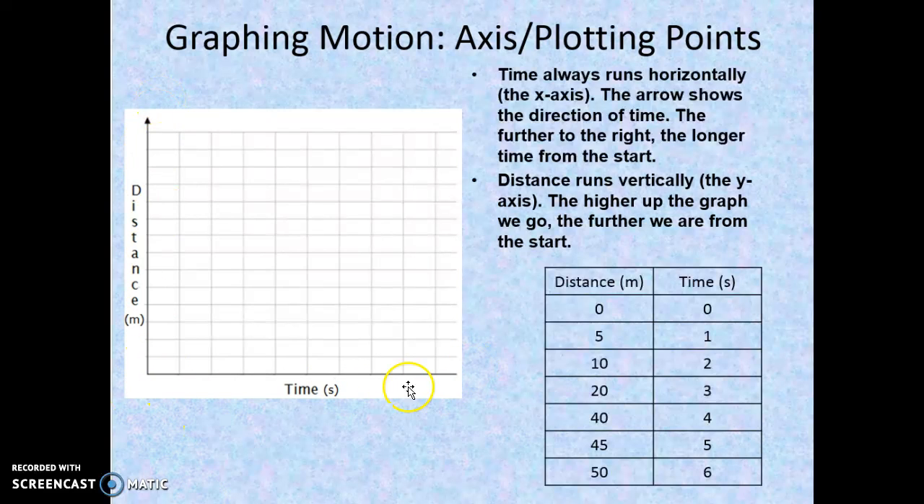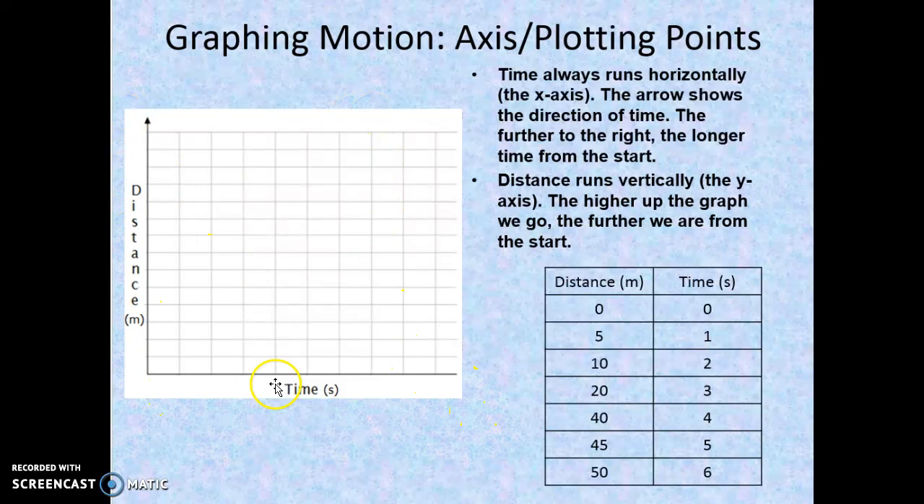Same thing for the time. Time is usually easy because time is increasing by the same amount every time. So that one's pretty easy. 1, 2, 3, 4, 5, 6. You can do that. Try to take up as much space on each axis as you can. Don't try to fit it all in this little section right here because you have all this empty space for your graph.